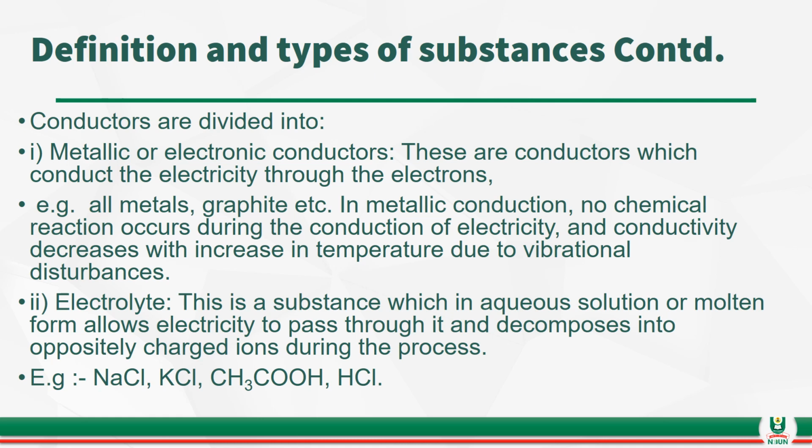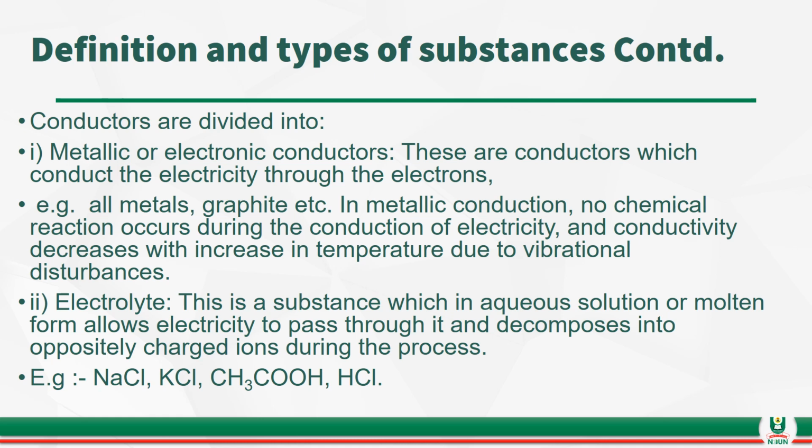All metals are good conductors of both heat and electricity. Graphite is a good conductor of electricity, though it is a non-metal, an allotrope of carbon. In metallic conduction, no chemical reaction occurs during the conduction of electricity, and conductivity decreases with increase in temperature due to vibrational disturbances.